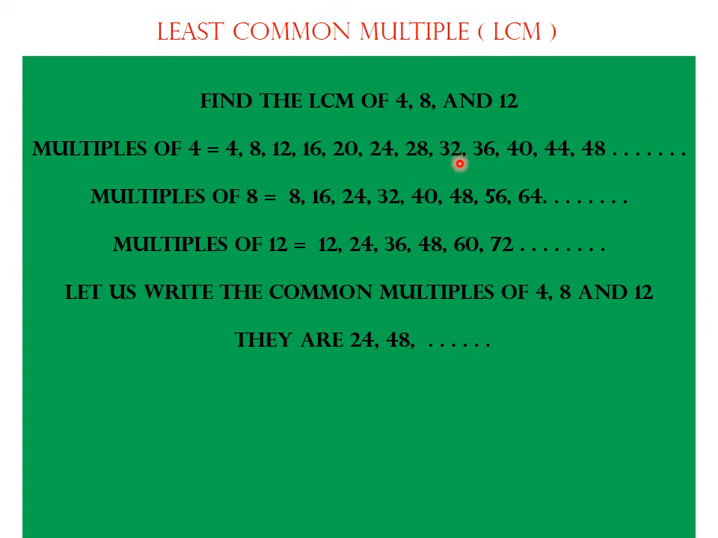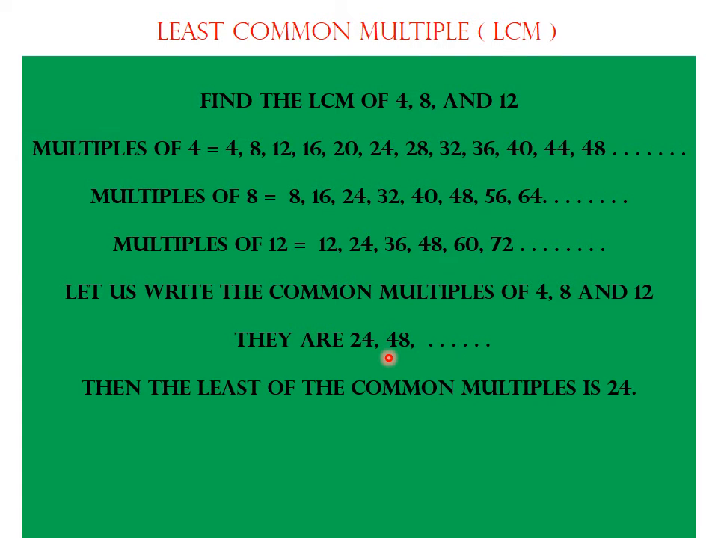by observing this, 32 is the multiple of 4 and multiple of 8, but not multiple of 12. Then we observe that 48 is another multiple of 4. 48 is the multiple of 4, 48 is the multiple of 8, and it is also multiple of 12. Therefore, 48 will be another common multiple of 4, 8 and 12. So as we go on, we get more common multiples greater than 24.